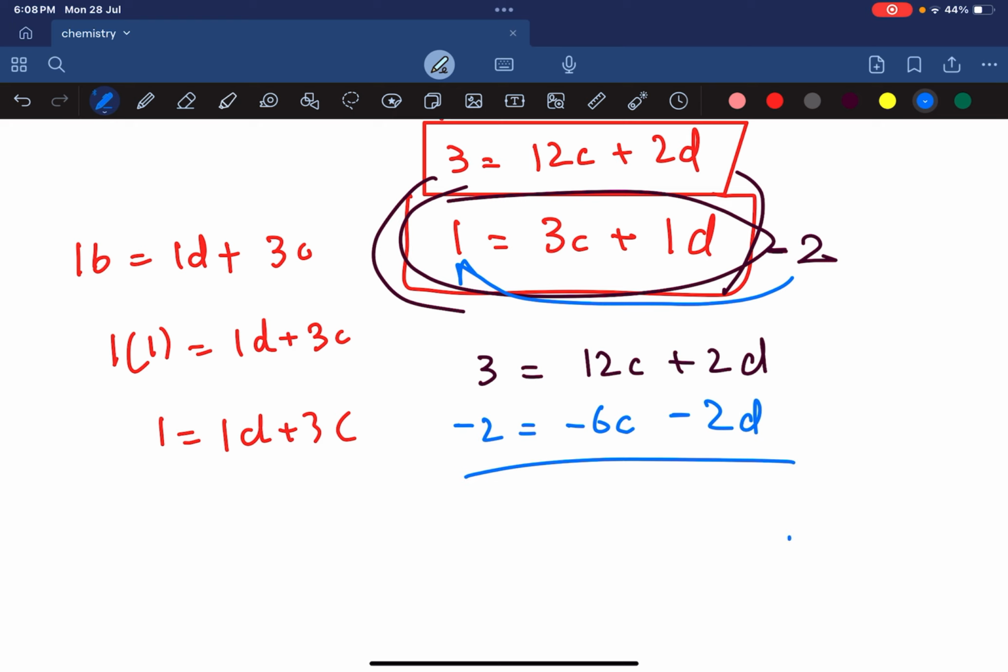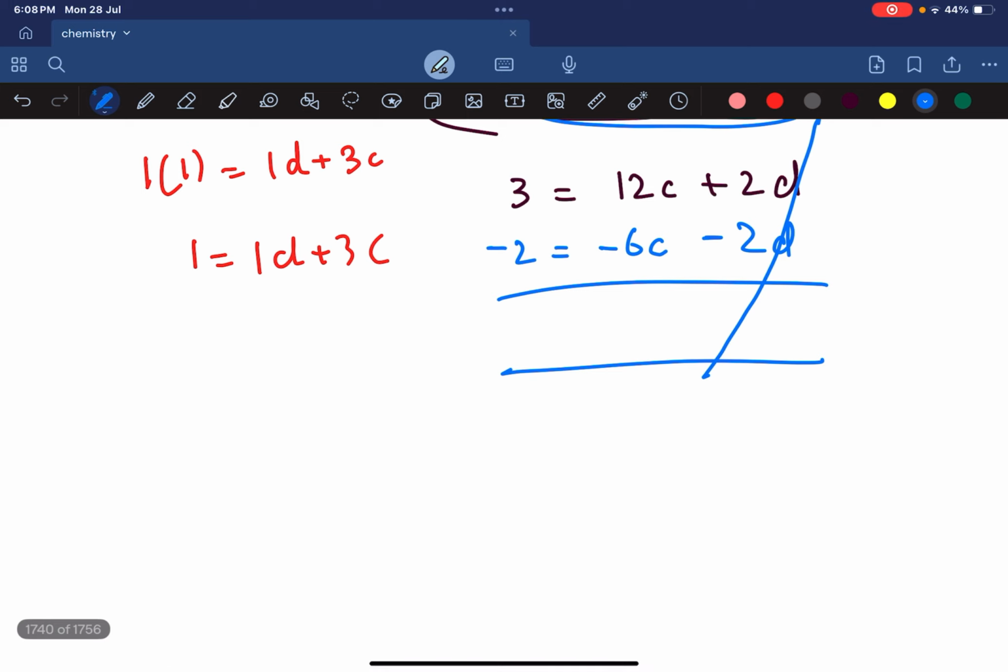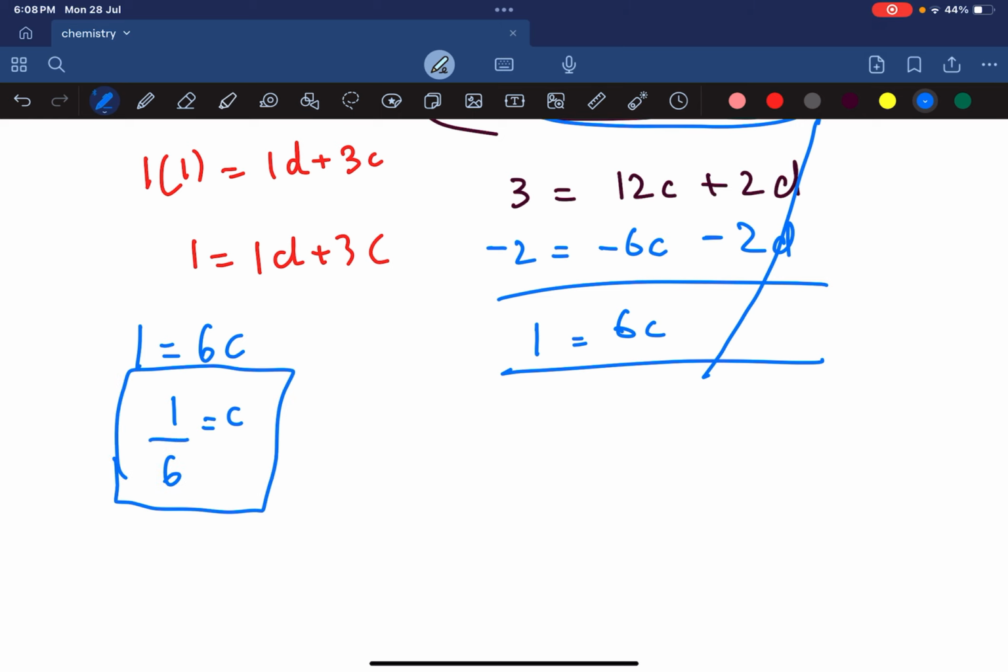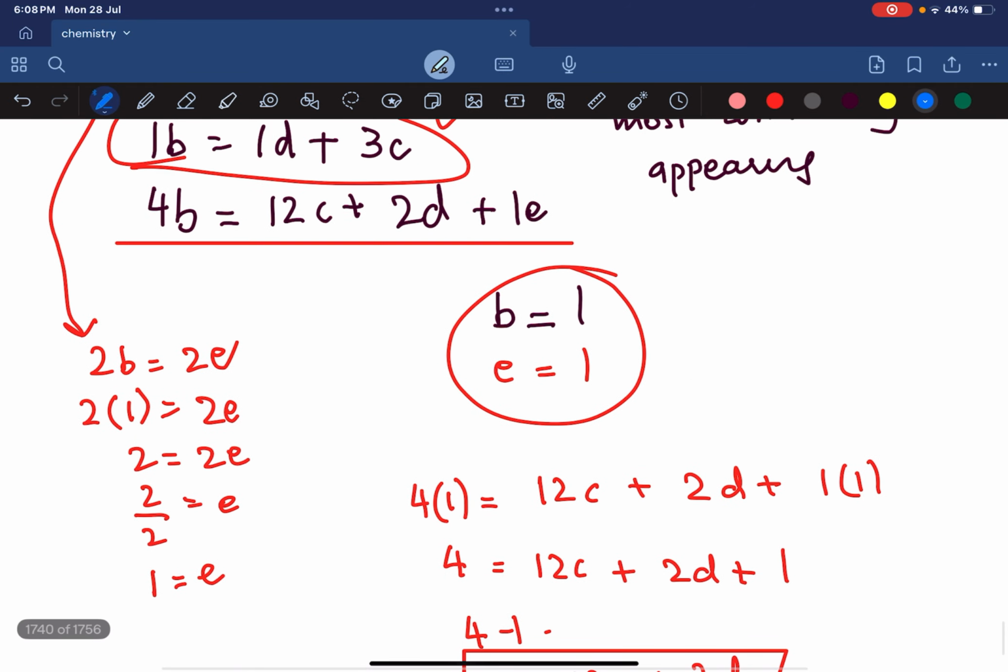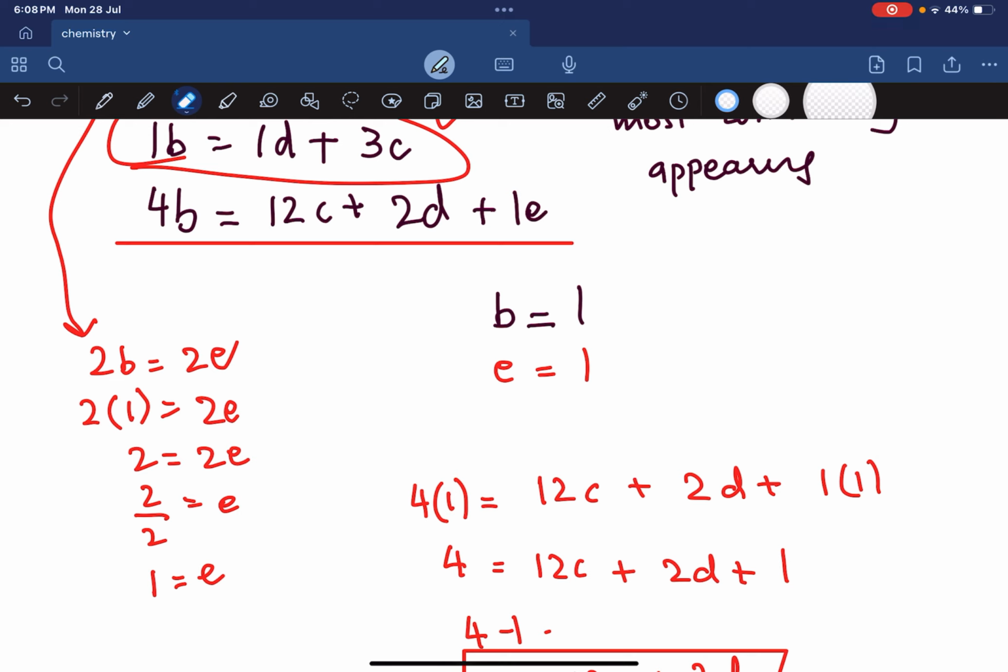And now my 2d gets eliminated. I'm just doing it simultaneously. I know this might feel difficult, but it's going to guarantee an answer. 1 equals 6c, that means c equals 1 upon 6. I know it might look confusing. Just wait, we're going to get everything sorted out, and this is the easiest method that you've learned so far. Now we have a value for c as well.